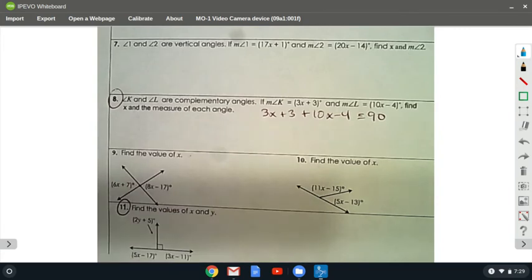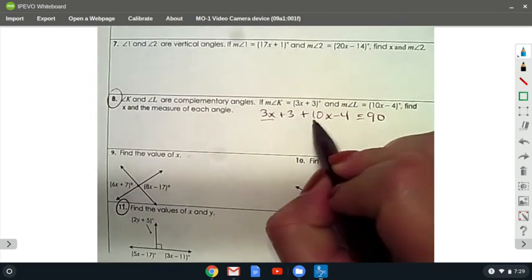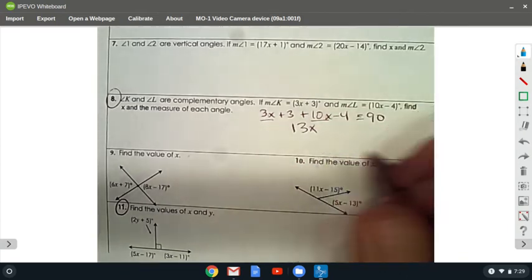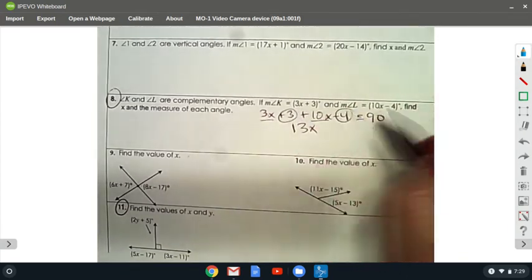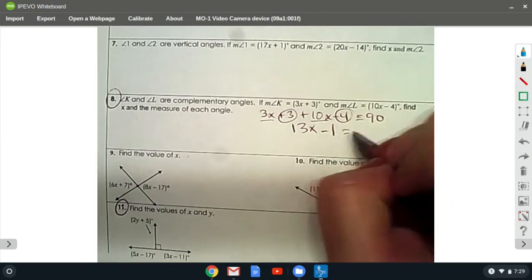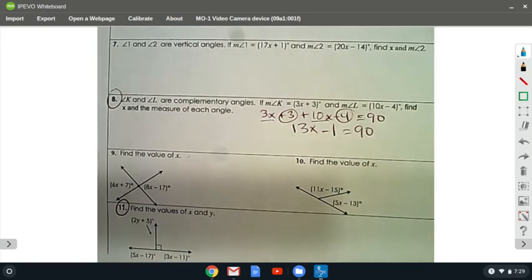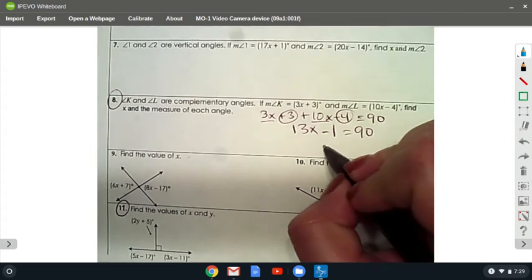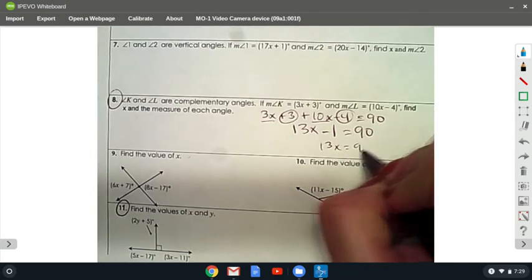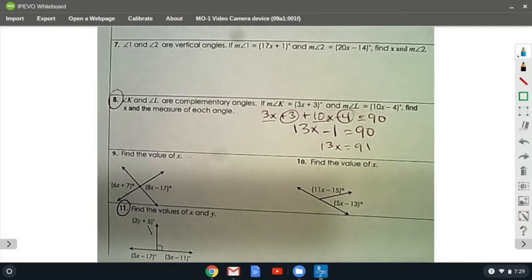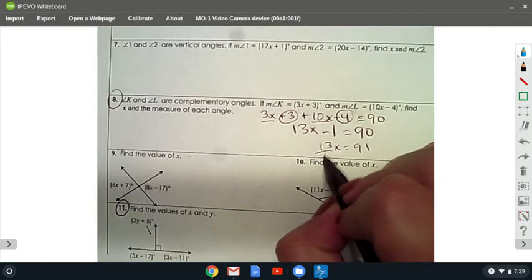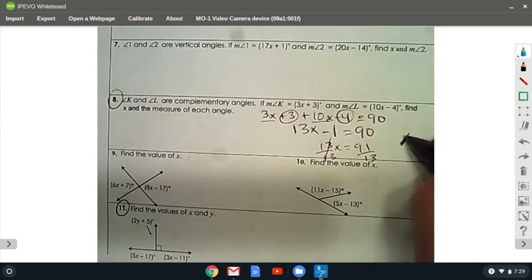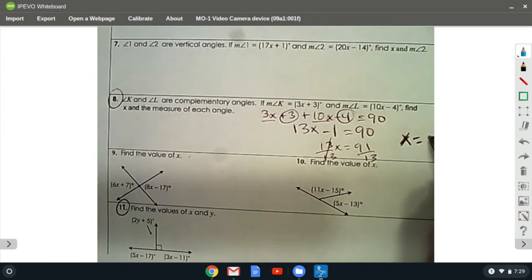Now I'm just going to simplify. So I'm going to combine my like terms, 10x and 3x. That gives me 13x. And I have 3 minus 4 gives me negative 1 equals 90. Then I'm going to add my 1 to both sides, and I get 13x equals 91. My last step here is to divide by 13 on both sides, and I get an x value of 7.